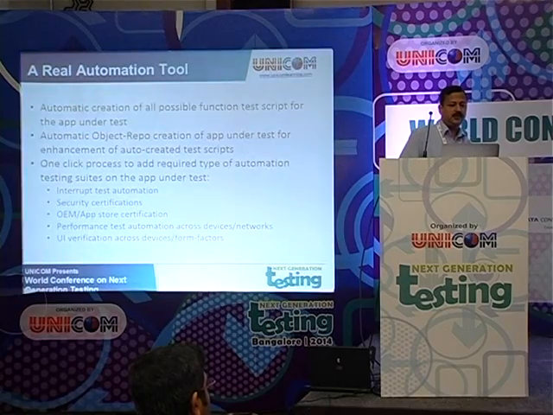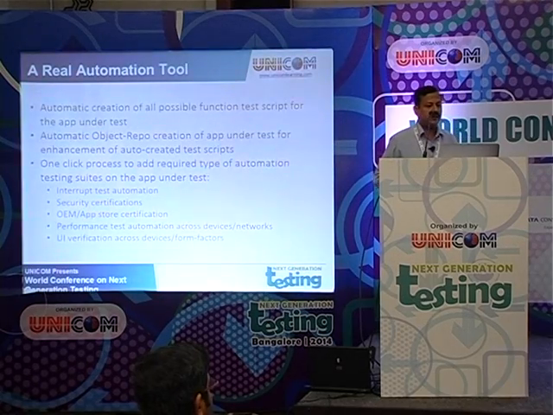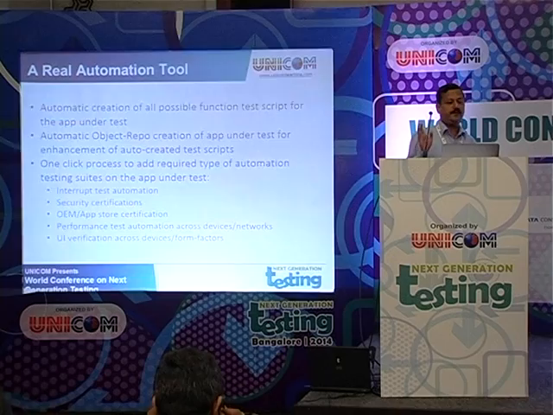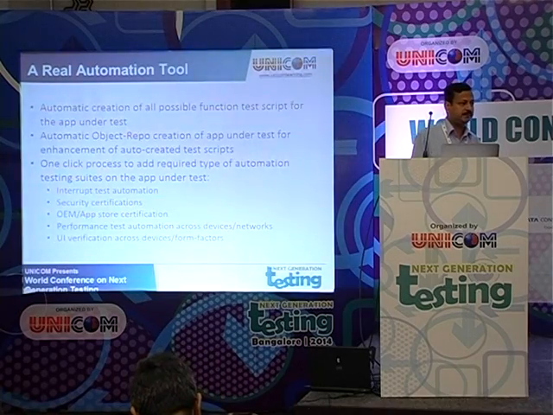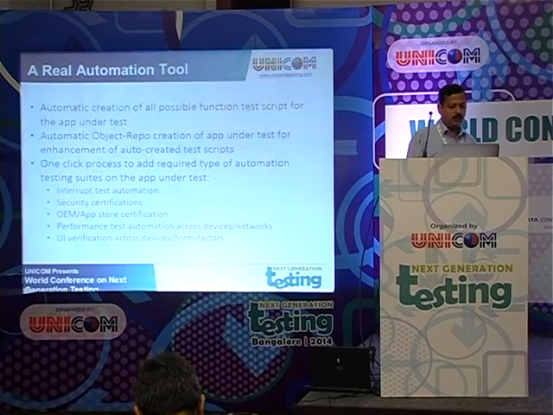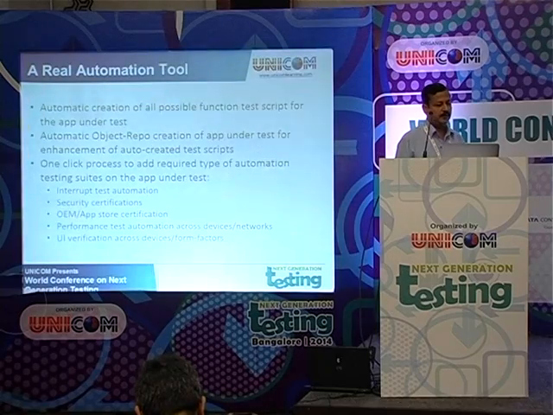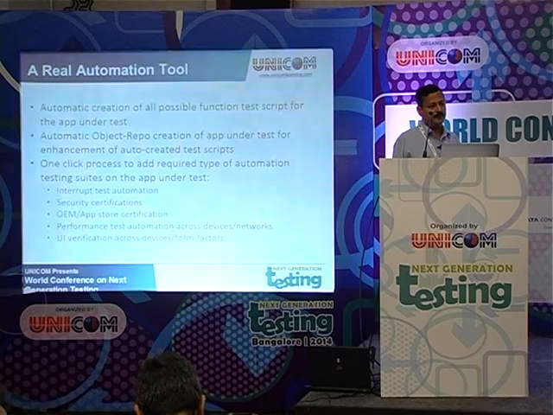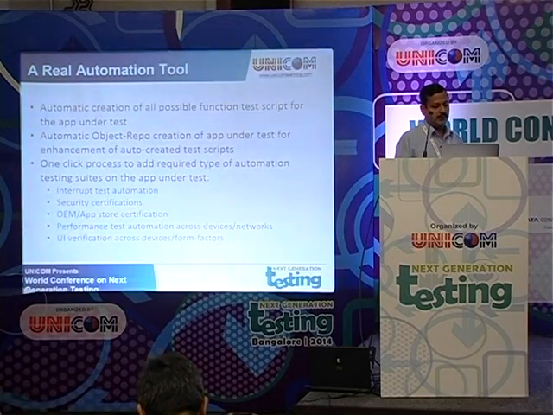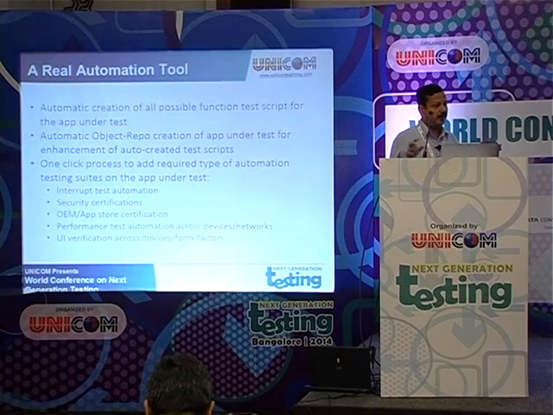So there's a possibility to create a real automation tool that automatically creates all possible functional test scripts for the app under test. So there is an application under test, and you put that application onto the framework or the tool, and the tool creates all possible functional test scripts for the app under test. This can be achieved if the tool is capable of executing the app, transiting the screens from one to another in all possible flows that our application allows.